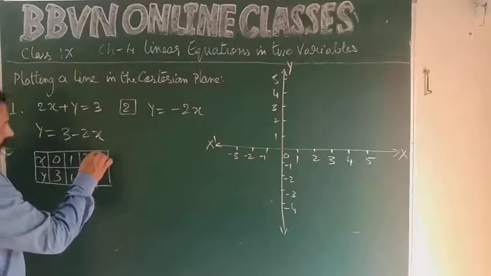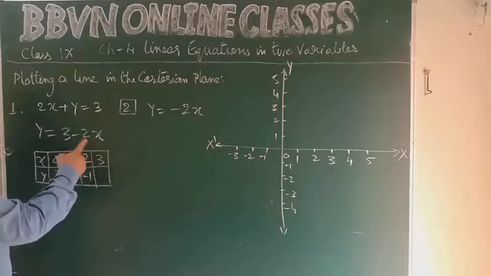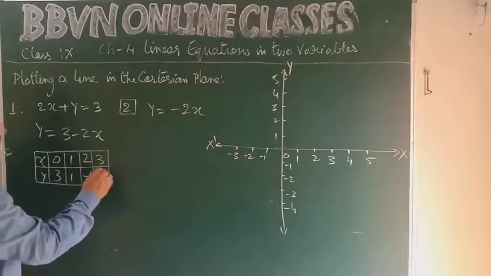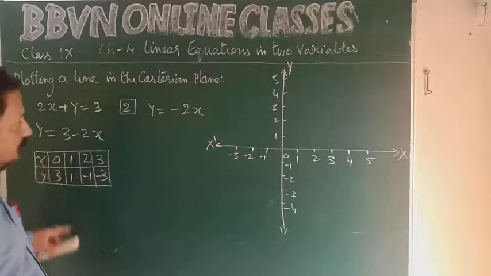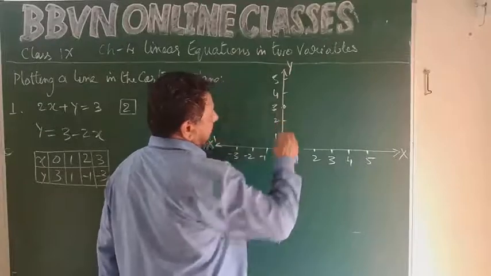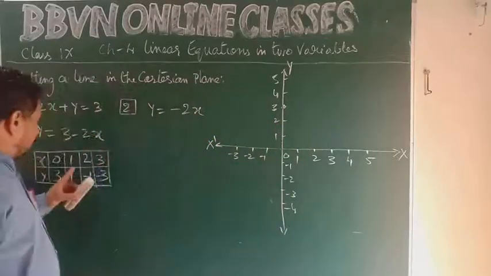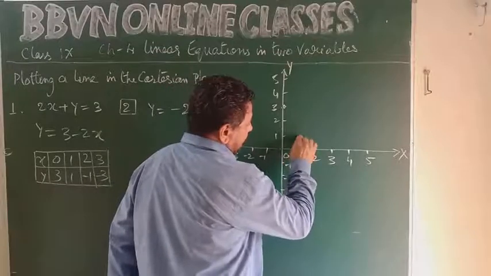I take x equal to, say, 3. 3 into 2, 6. 3 minus 6 is minus 3. Let us plot these points. x 0, y 3. This is the point. Next, x 1, y 1. See, this is x 1, y 1. Here is the point.